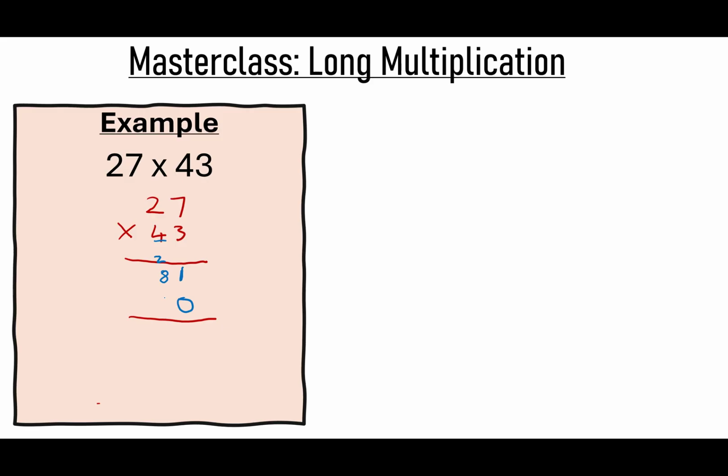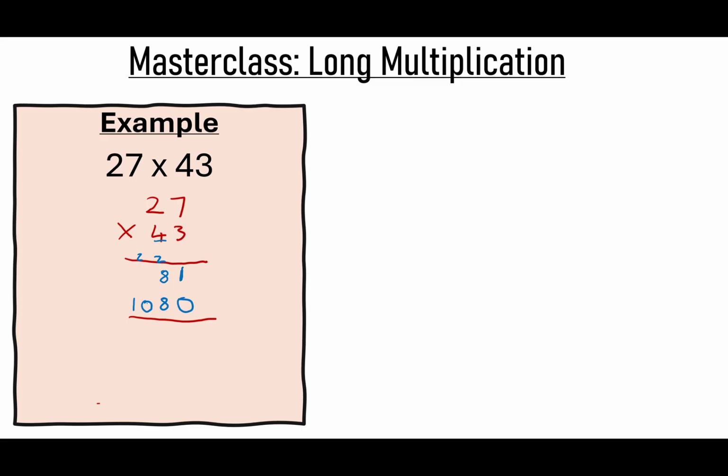So 4 times the 7 is 28. So we put the 8 there, and then we're going to carry 2 over. And then we're going to do the 4 times the 2, which is 8, add the 2, which makes 10. 8 plus 2 is 10.